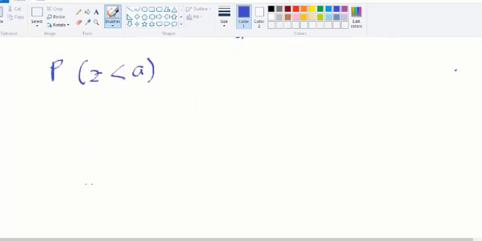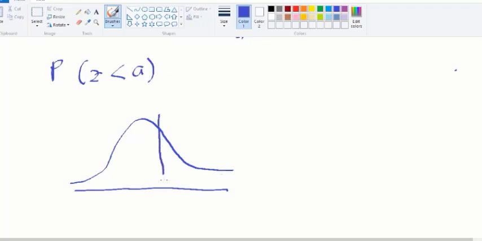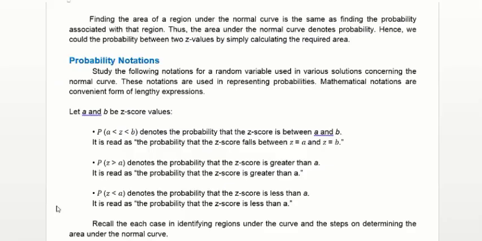If it is less than, it doesn't necessarily mean that it is negative. It's just lower, okay? So for example, this is your A again, and it should be below. On the left side, or below the mean, is the region you will look for. That is the probability of that.